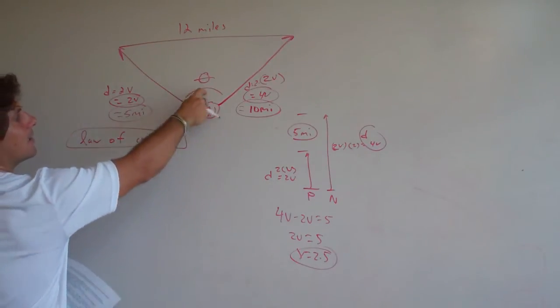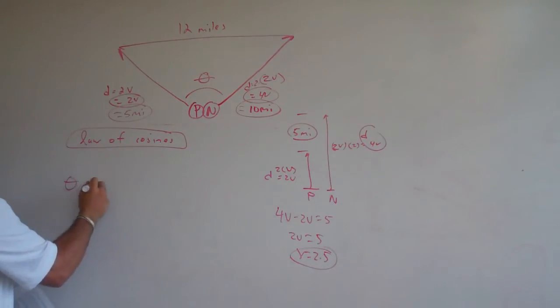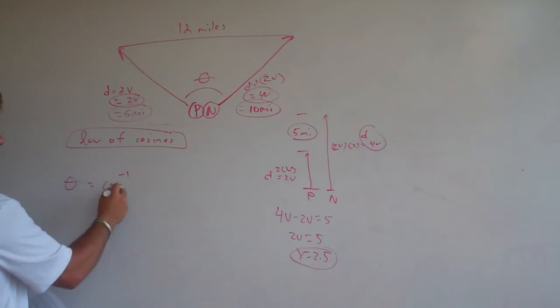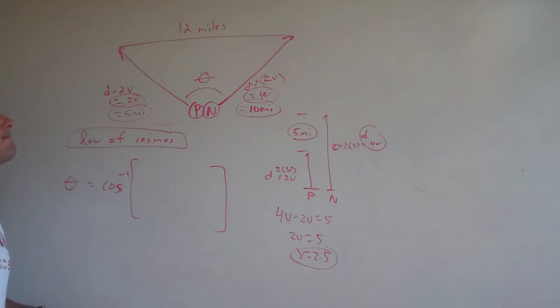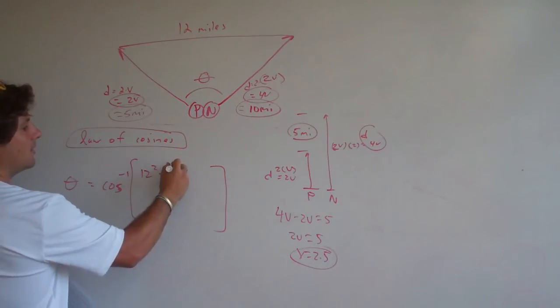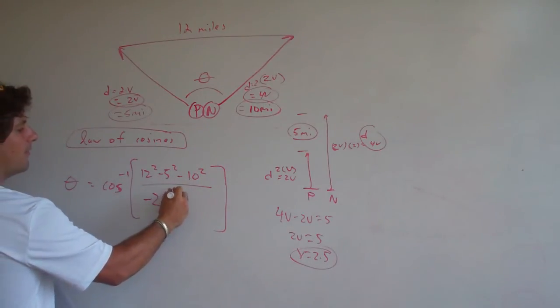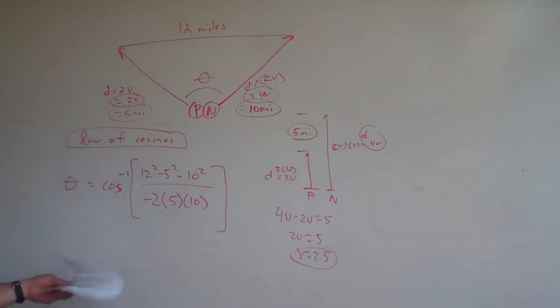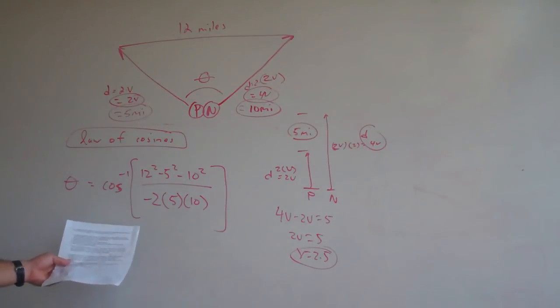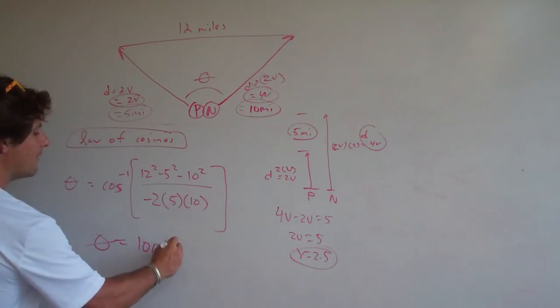And the law of cosines tells me that that angle, theta, equals cos inverse of the opposite side, 12 squared, minus each side squared, 5 squared, minus 10 squared, all over negative 2 times 5 times 10. So I'm just using the law of cosines here. And we get that that angle, theta, equals 100.95 degrees.